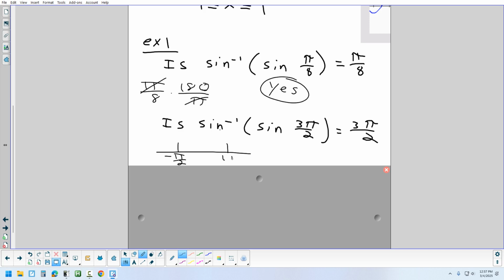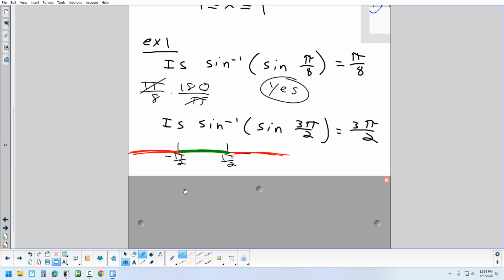Think of this as the zone where everything works, between negative pi over 2 and pi over 2. So that's 3 pi over here, no. Wait, I don't get it. Why is it in radians? You can do radians or degrees. It doesn't matter. Okay. So now, is 3 pi over 2 in the green section? No, 3 pi over 2 is triple pi over 2. It's way over there. So if we type that in, would it work? No.